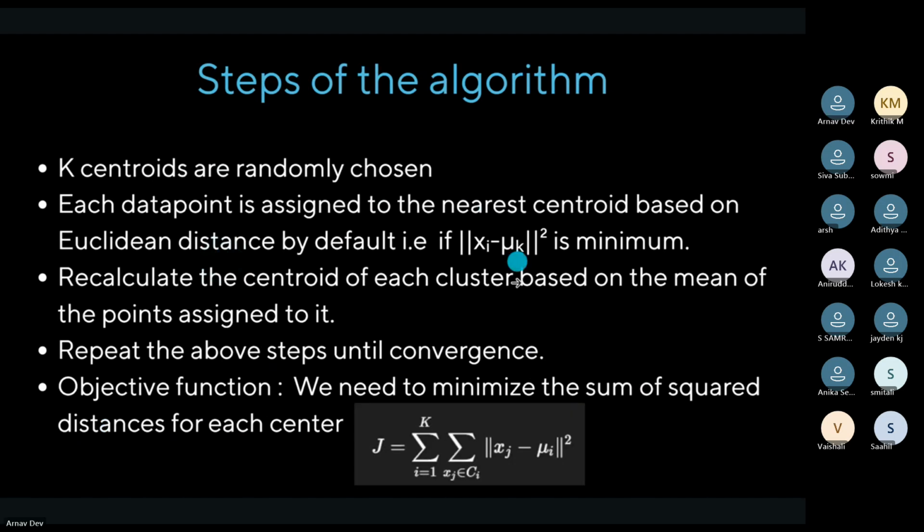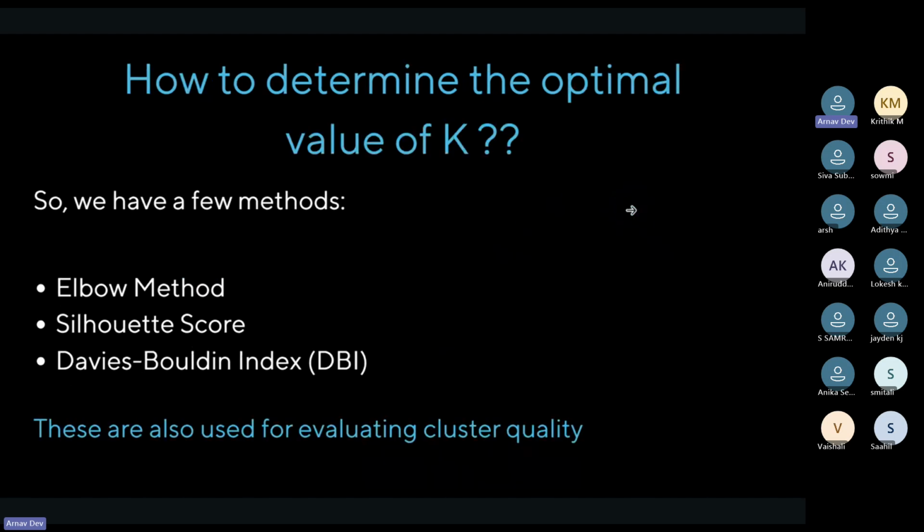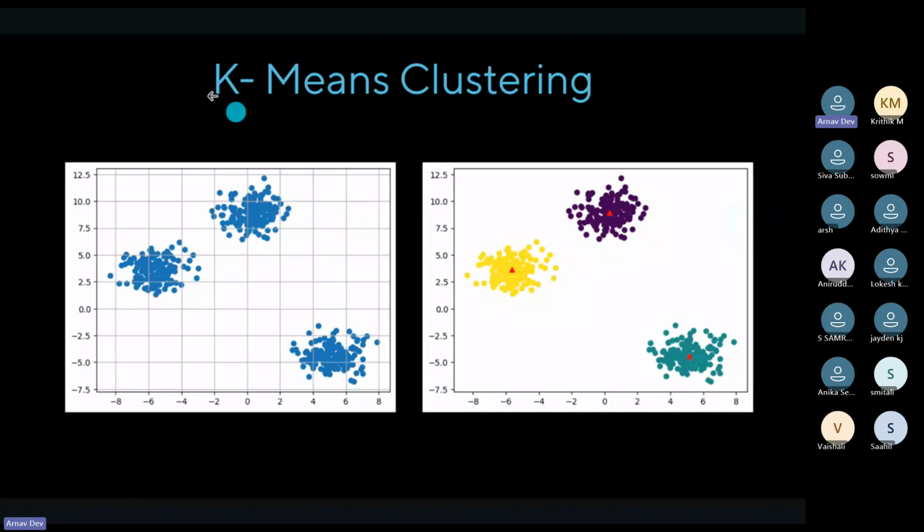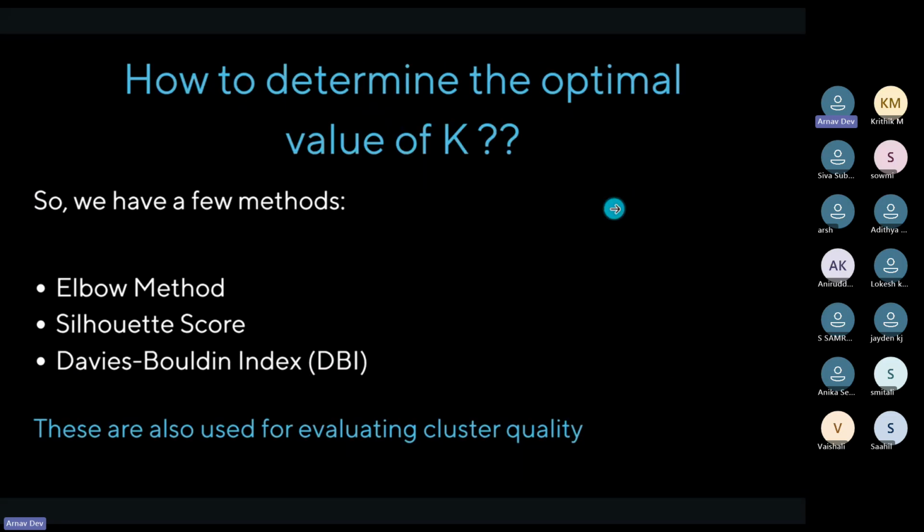So now the important part is how do we find the optimal value of k? In a particular data set, in this particular case, it was very evident that we can easily find three clusters. But suppose we have a very large data set. So how do we find the optimal value of k? So basically, we have a few methods for this. One of them is the elbow method, the other is the silhouette score, and the Davies-Bouldin index.